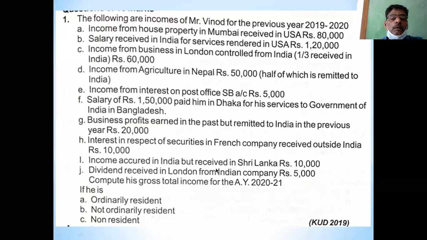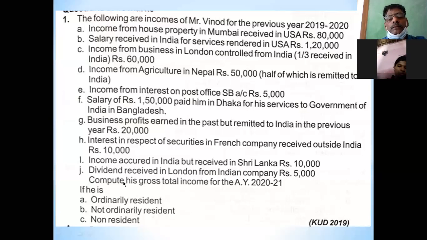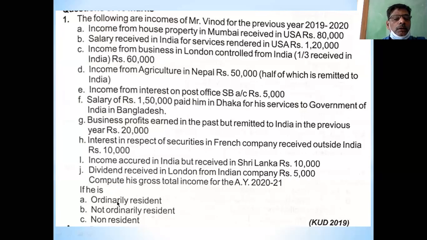Income accrued in India but received in Sri Lanka. Accrued means earned. Earned in India is taxable to all. Dividend received in London from an Indian company, received outside India. Earning is from an Indian company, meaning earned in India, but it is exempted from tax, because it is already taxed by the government on the company itself. Okay, these are the points.